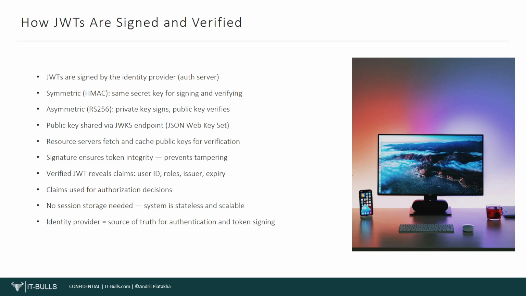In this setup, the identity provider is the source of truth. It authenticates the user, issues tokens, and signs them. The rest of the system, particularly the resource servers, can trust the tokens because they can independently verify the signature without needing to store sessions or make extra calls back to the identity provider. This statelessness is what makes JWT-based systems both efficient and scalable.